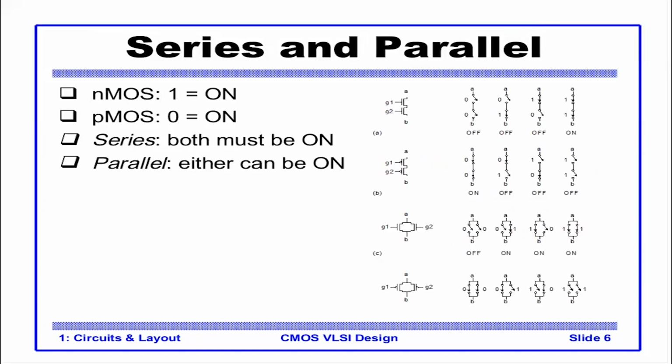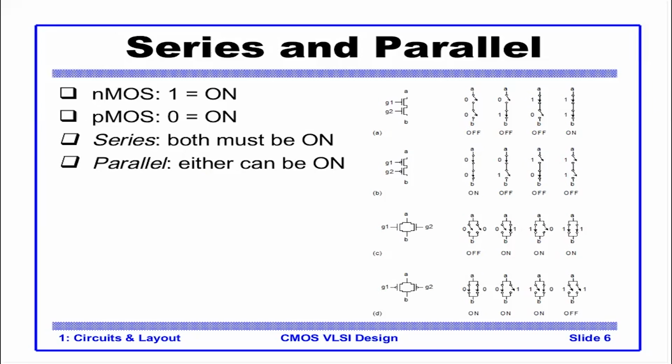Now NMOS and PMOS independently also are switches, so they can be used to make different types of gates. This is one example, though not a very popular style. We'll come to why in the next slide. When the gate input is 1, the NMOS is on. When the gate input is 0, the PMOS is on.